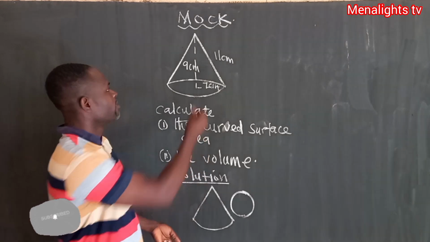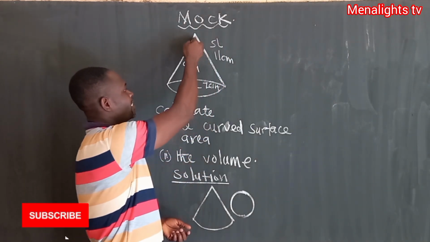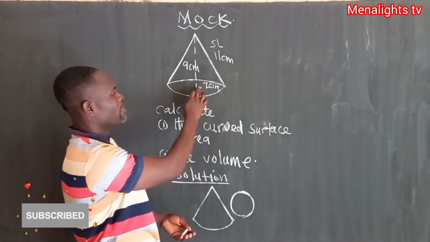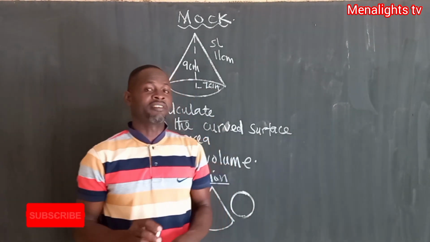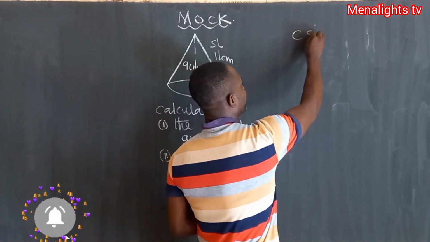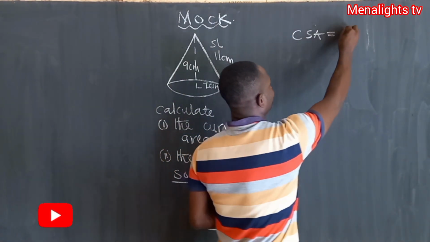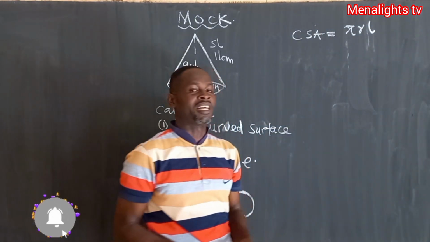When you look at it, this is the slant height. So we call this height the slant height, and this is the normal height that we have here. Then we have what? A radius. So for us to find the curved surface area of a cone, we use the formula: curved surface area is equal to pi radius and then the slant height.